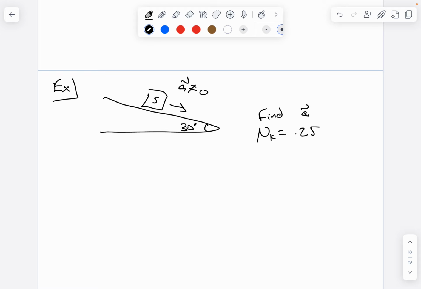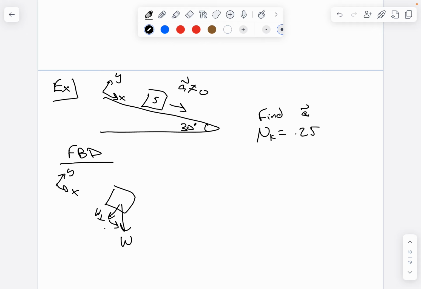All right, hopefully you had enough time to solve it. And I'm going to get right into it. So first things first, we're going to start with our free body diagram. I'm going to say y is perpendicular to the ramp, x is along the ramp. So we have our block. We have our weight going down, so this is your weight perpendicular, weight parallel. We have our kinetic friction, opposing motion, so up the ramp. We have our normal force, and that's it.